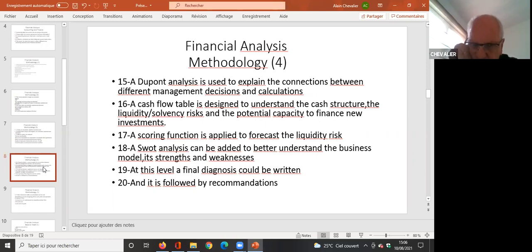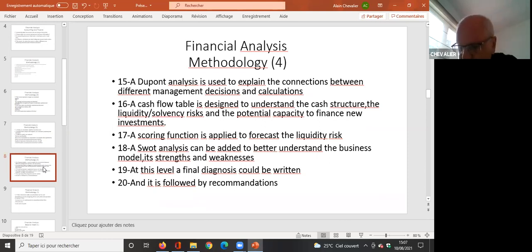This is what we call the DuPont analysis, because it was first presented by the DuPont company, which was a chemical company in the US. So I will go into the detail of that. It's very simple. You will understand that very quickly.